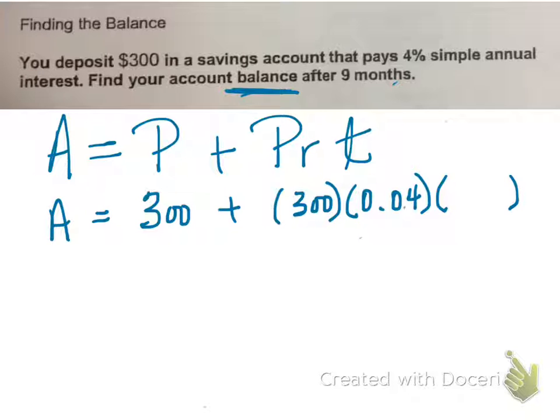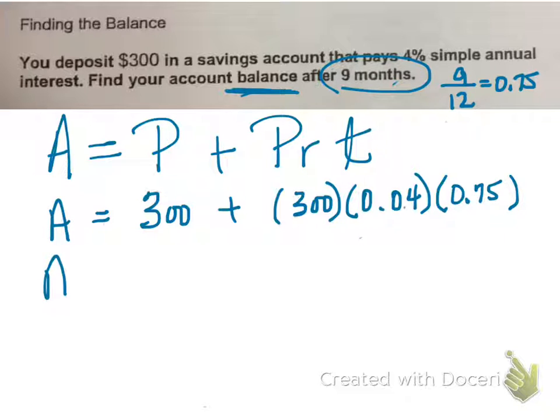So we can't enter 9. If we enter 9, it looks like the problem said 9 years. So we need to take our 9 months and divide by 12. And that's going to give us 0.75 years. So 9/12, or 9 months, would convert to 0.75 years. And then we actually can punch this straight into our calculator.